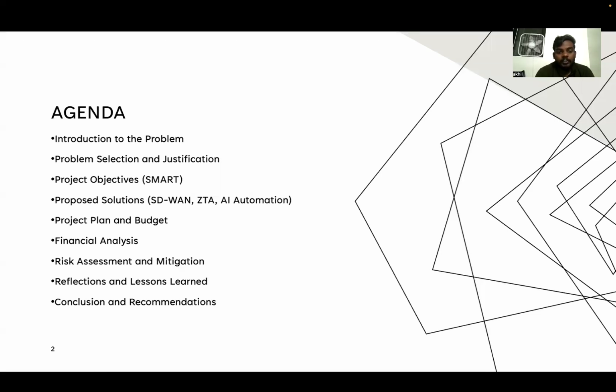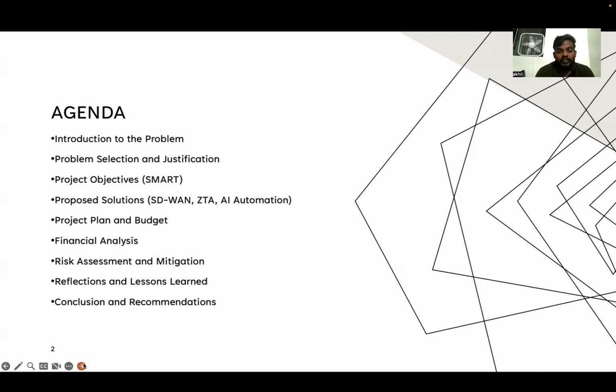Coming to the agenda, to guide you through our work, we have structured our presentation into key stages. First, we will introduce the problem and explain why modernization is necessary. Then, we will walk through our project's SMART objectives and the technologies we selected, for example SD-WAN, zero trust architecture, and AI-driven automation. We'll follow this with our project plan, budget, and final analysis. Then, we will discuss the risk mitigation strategies and share the lessons we learned as a team. Finally, we'll conclude with actionable recommendations.